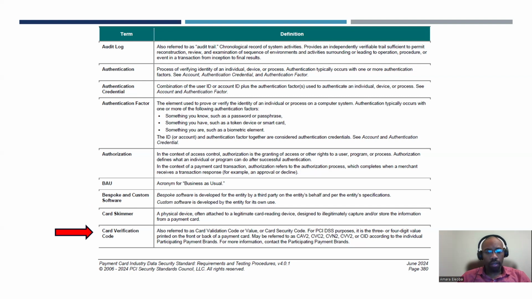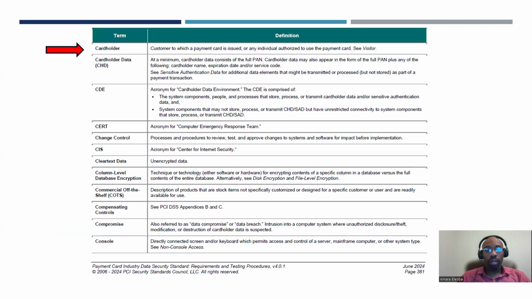Then we have another term that we're looking into is a card verification code, which is also known as the CVV. Okay, and that is the three-digit number or four-digit number at the back of your card. For example, when you call, the organization was like, okay, can you please verify and give me the last three, right? So that's what we call the card verification code. Then the cardholder means or represents the customer to which the card was issued or an authorized individual to use that credit card.